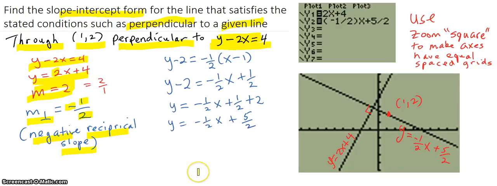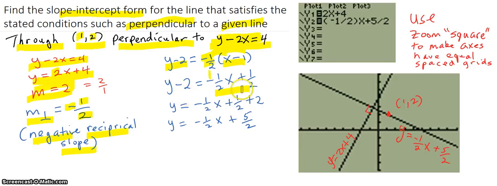Because now we have to find the actual line that is perpendicular to our given line and through (1, 2). So we have y minus 2, the y coordinate, equals the slope, negative 1/2, times x minus 1, which is the x coordinate of the given point. We distribute the negative 1/2, and that gives you this term on the right hand side.